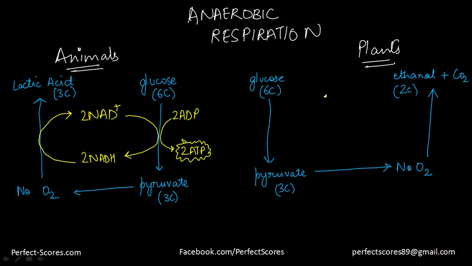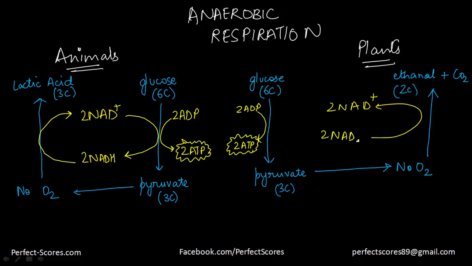Now coming over to plants, the glucose gets converted into pyruvate. Again, two ADP are used up to form 2 ATP. So that is the net gain. And pyruvate, in the absence of oxygen, gets converted into ethanol and carbon dioxide. And again, 2 NAD are used up to form two molecules of 2 NADH. So this is the process through which you can explain anaerobic respiration.